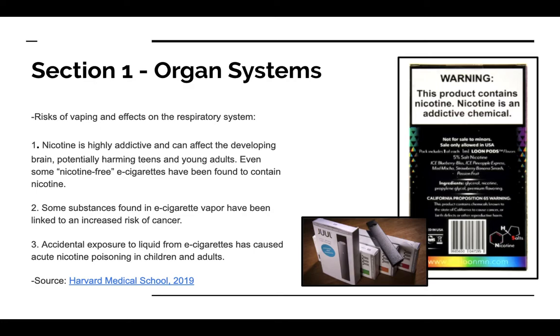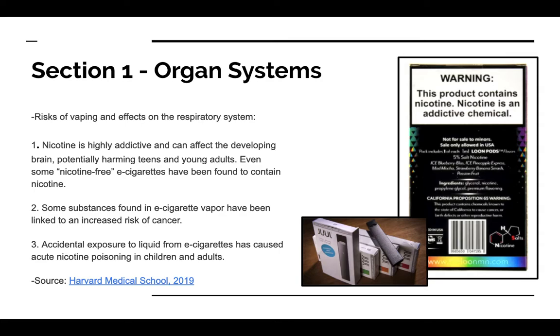Number 2 here talks about how some substances in e-cigarette vapor have been linked to an increased risk of cancer, so cancer-causing agents, what we call carcinogens in chemistry or in biology. And then finally, accidental exposure to liquid from e-cigarettes has caused acute nicotine poisoning in children and adults.